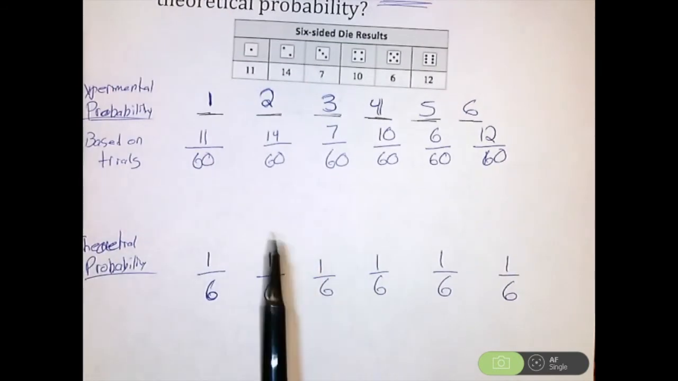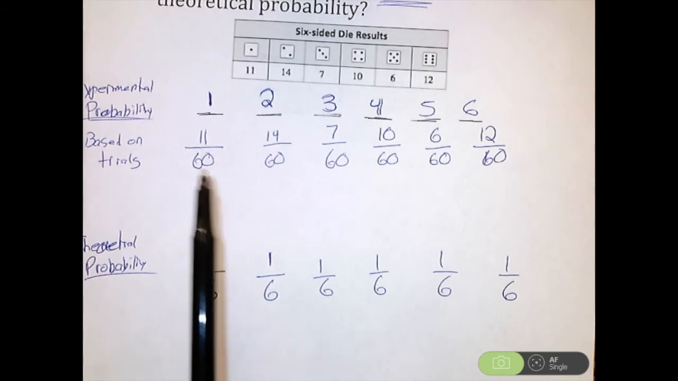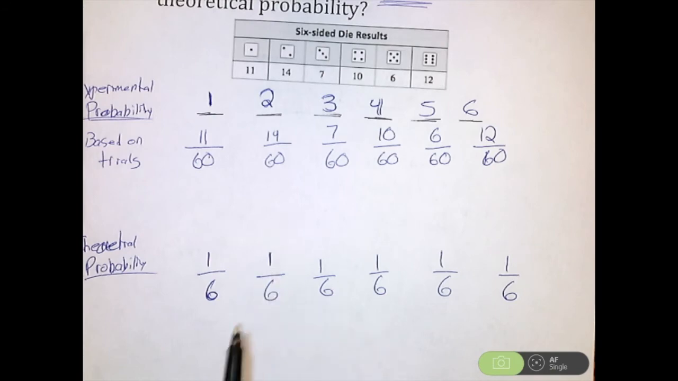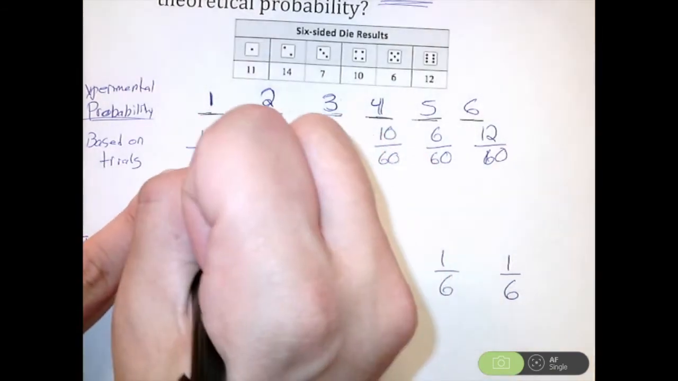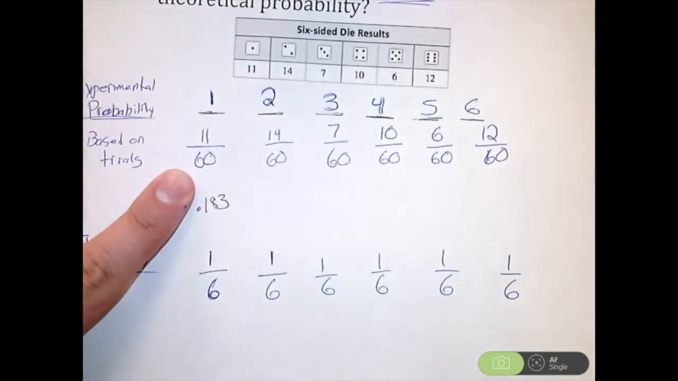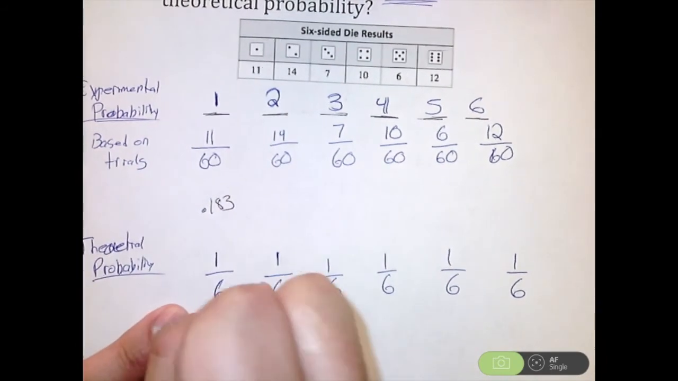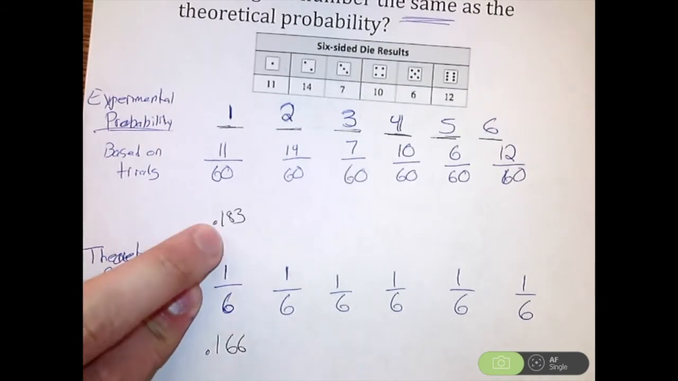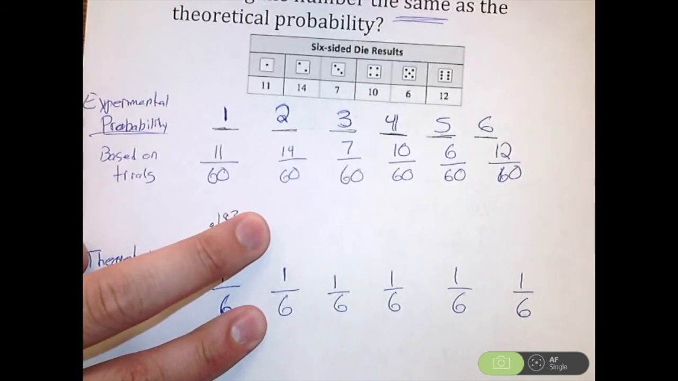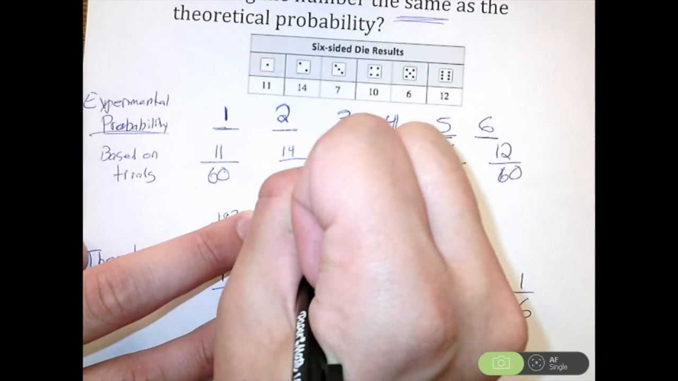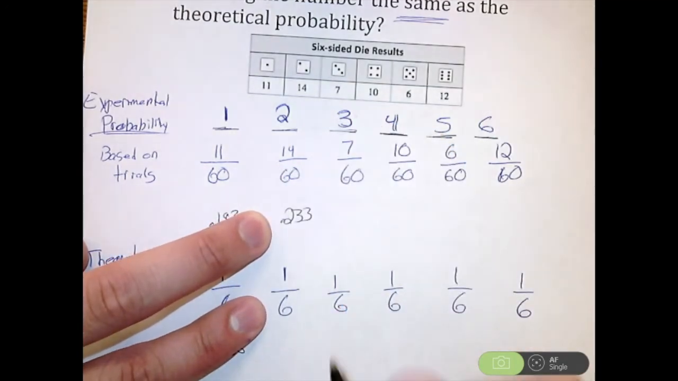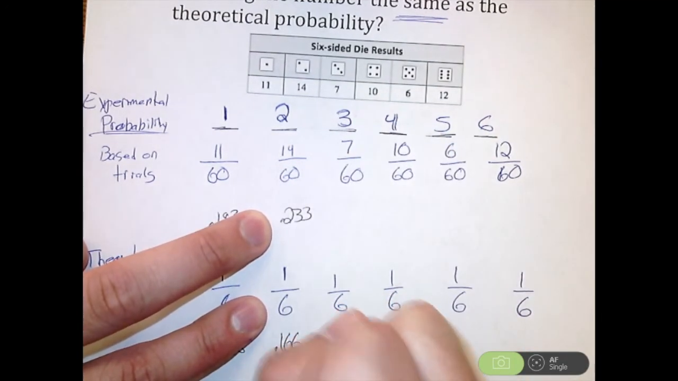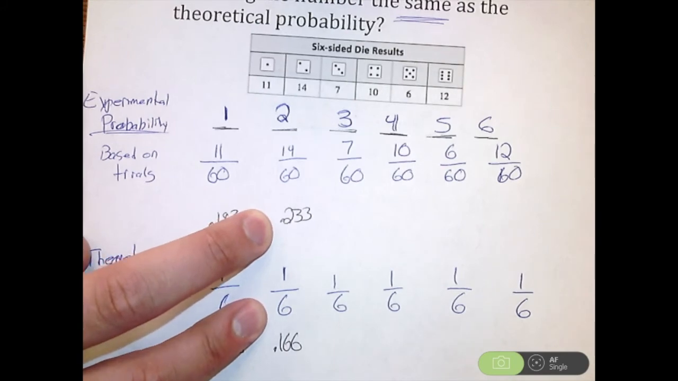Now, I don't know about you, I'm not really sure which of these fractions match up. So what I'm going to do is use a calculator to quickly calculate what these decimals are and see if they match up. So 11 out of 60 is 0.183. Down here, 1/6 is 0.166, so on and so forth. Those are not the same. So then let's move to 2. 14 out of 60 is 0.233. 1 out of 6 is 0.166 still. So it's not a 2.